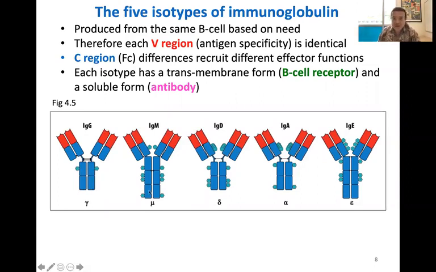So each one of these has both a membrane-bound form, which we call the B cell receptor form, and a form that's no longer anchored to the membrane, that's free to float away. And as a review, that's what an antibody is: the free-floating soluble form of an immunoglobulin made by a B cell.